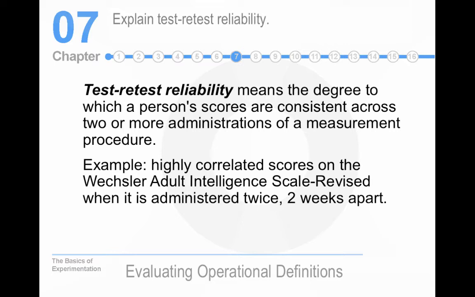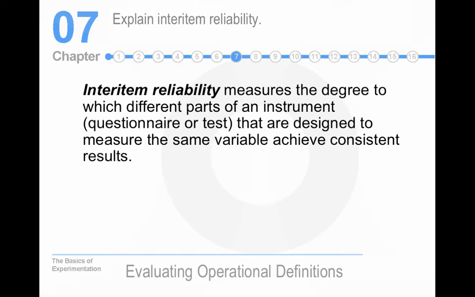And so that's actually something called parallel forms of the same test. And so that's not test-retest reliability. Test-retest is referring to taking basically the exact same test more than once. Inter-item reliability is different types of items measuring the same information consistently.